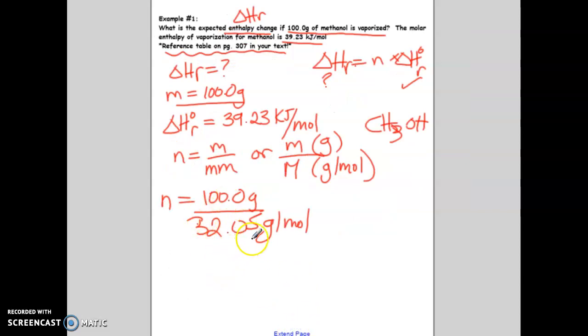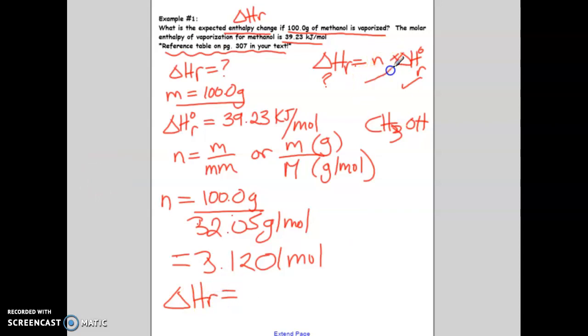Now for molar mass, I typically don't keep more than 2 decimal points. You can keep more if that's what you're used to doing, but I would not round this to less than that. So it's like the minimum numbers you should have here. So 100 divided by 32.05, we get 3.1201 moles. Okay, so then at this point, we're just plugging in and solving for delta HR, right?